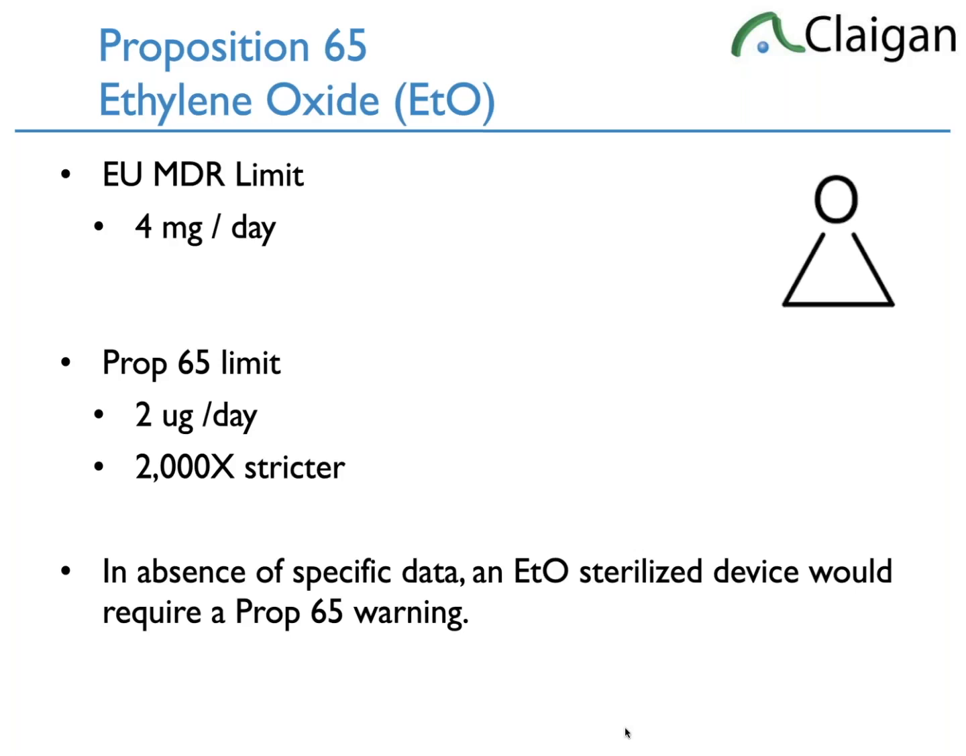So if you're ethylene oxide sterilized, you're pretty well guaranteed to need a Prop 65 warning. On the bright side, it's a carcinogen and a mutagen, so you can just list ethylene oxide to cover both. But it is a Prop 65 risk. If you're ethylene oxide sterilized, you're pretty much guaranteed to be above the daily exposure limit for Prop 65. For medical devices, it's a milligram per day. For Prop 65, it's micrograms per day.